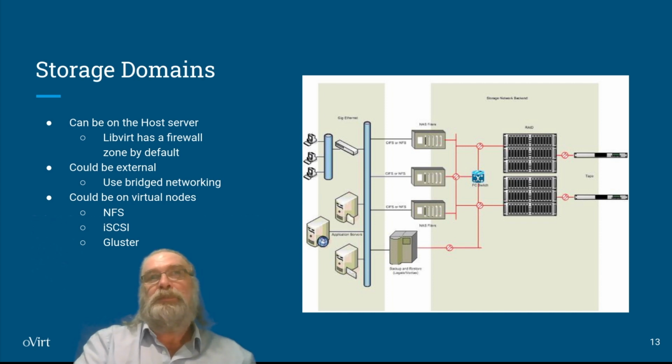If we're going to use resources externally, it's probably better to use bridge networking, and we do that by setting up a bridge on the host system itself, and then it'll be visible within libvirt and KVM.